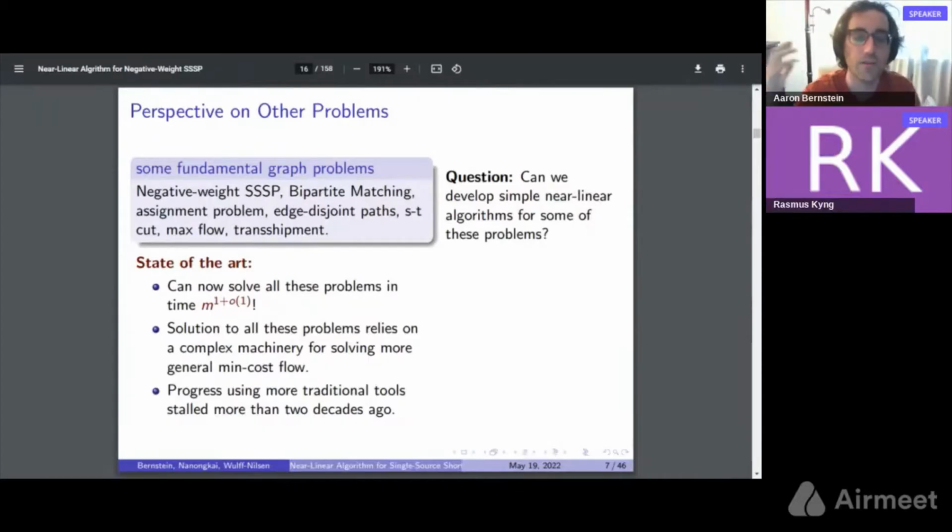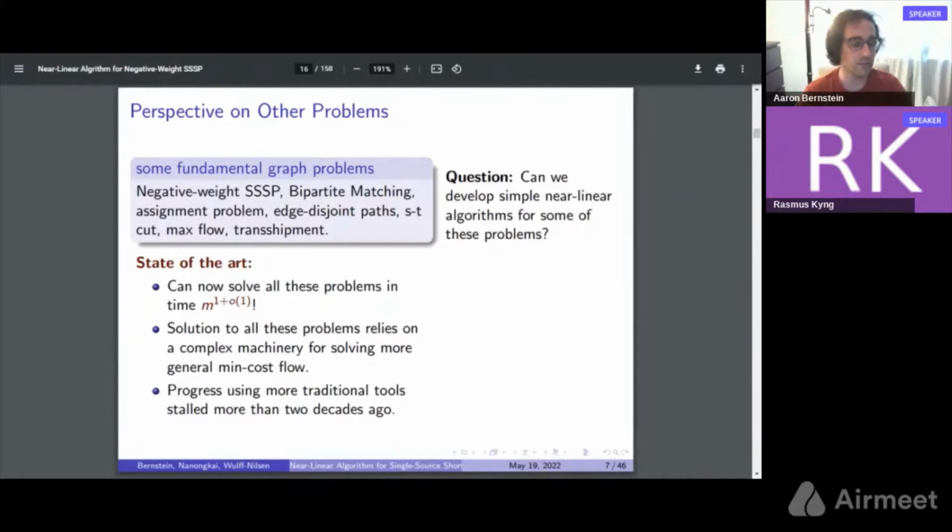Now, obviously, simple is kind of a judgment call. As I said, the authors of the min-cost flow paper are here. You can ask them, maybe they'll have a perspective. I think they would agree the most recent min-cost flow algorithms are very impressive, but also very complicated and use a lot of heavy machinery. And so it's interesting to ask to what extent we need this machinery.